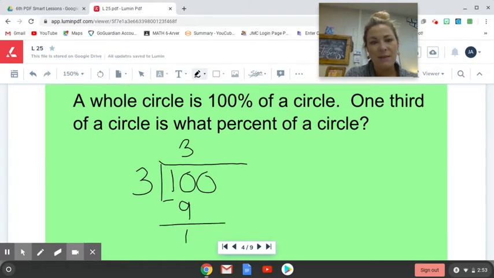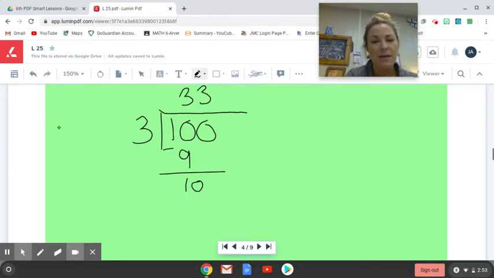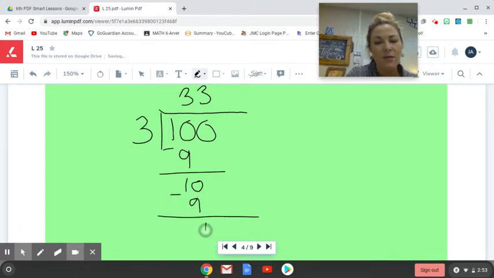I still have a space left to fill here, though, so I'm going to drop down my 0. Again, can 3 go into 10? Yes, 3 times. 3 times 3 is, again, 9, and I have 1 left over.